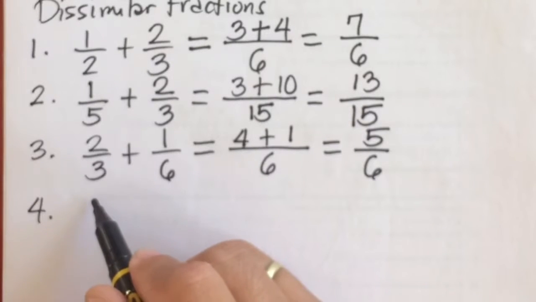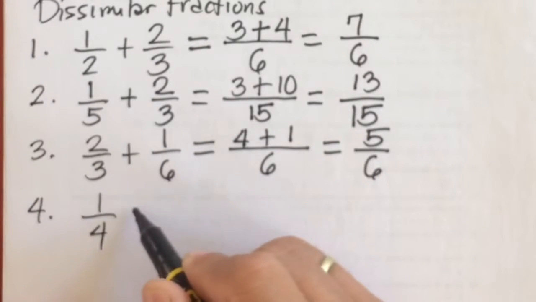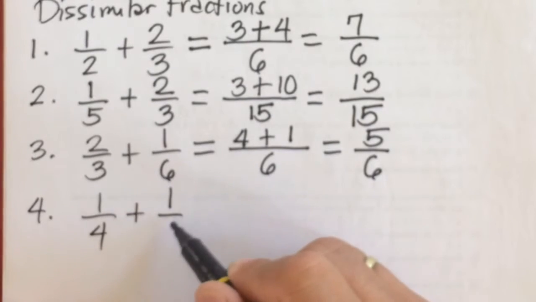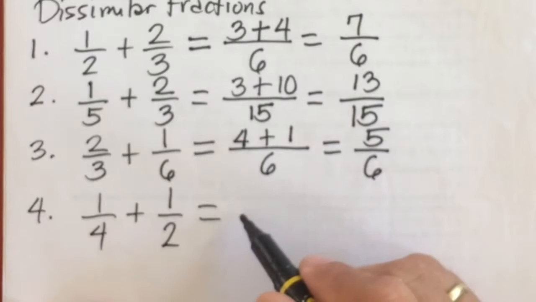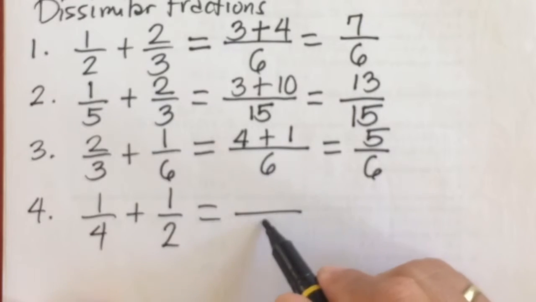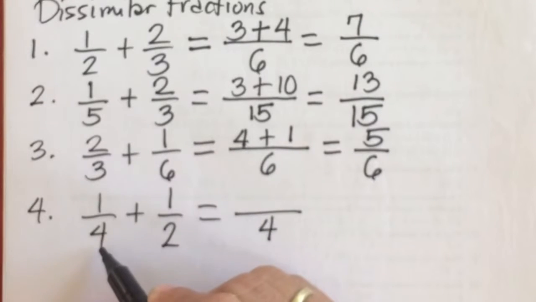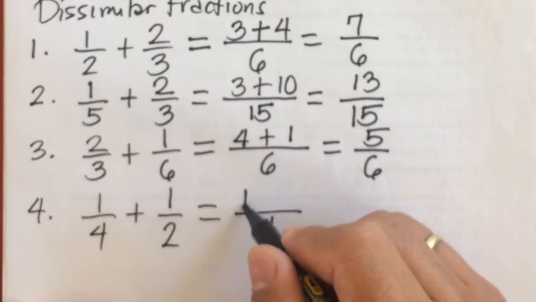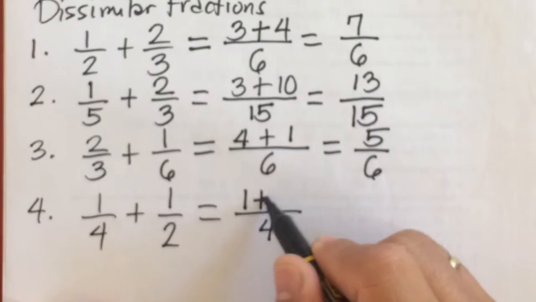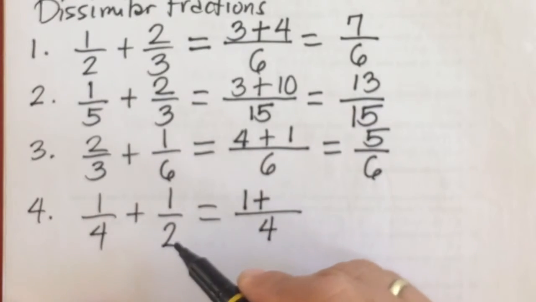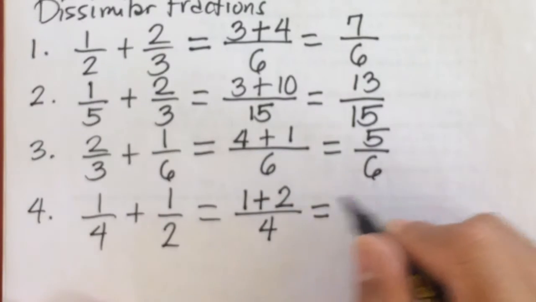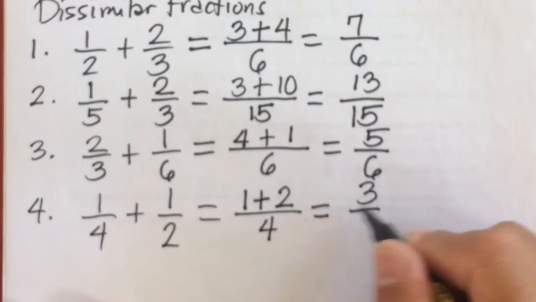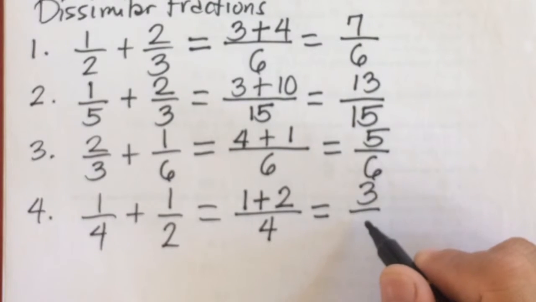Let's have 1/4 plus 1/2. Okay, LCD will be 4. 4 divided by 4 is 1 times 1 is 1. Then plus 4 divided by 2 is 2 times 1. That will be 2. So 1 plus 2 is 3. Then copy the denominator 4.